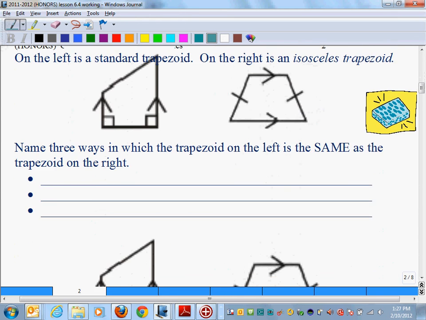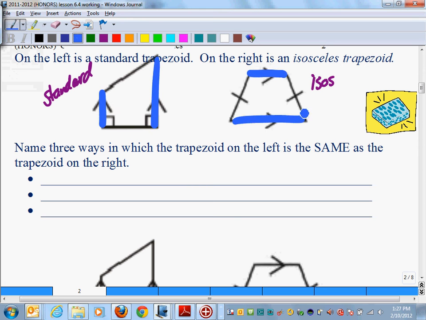Ready? Step number 1. This is called a standard trap. Standard means it's just a normal trapezoid. This is called an isosceles trap. First, we're going to talk about what makes them the same. The first thing that makes them the same is that they have what are called parallel bases. That's the definition of a trapezoid, is that you have 2 parallel sides.